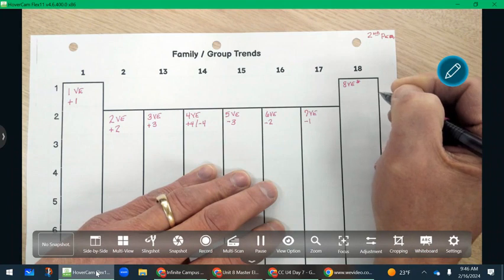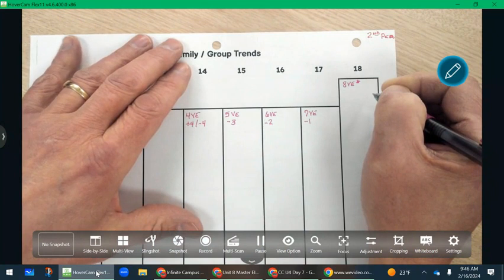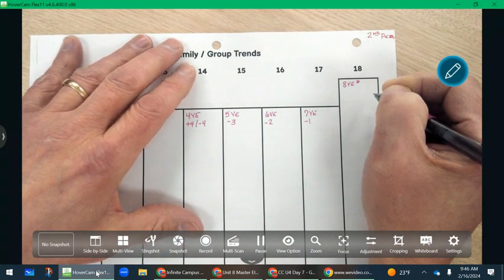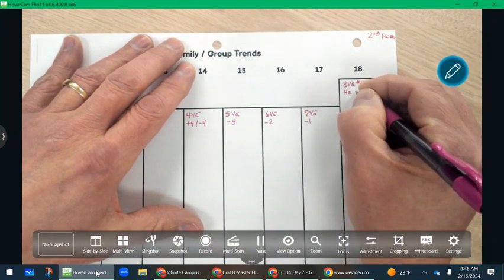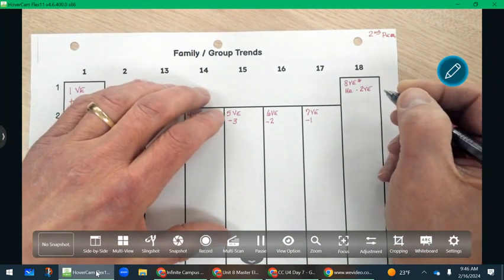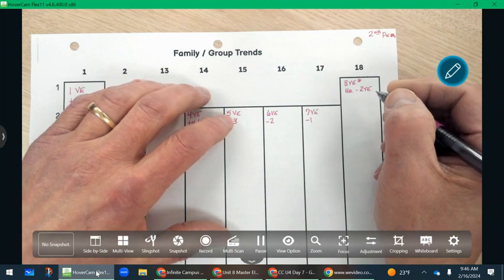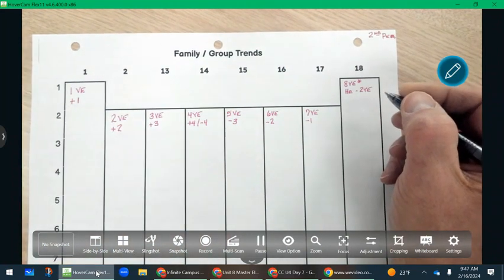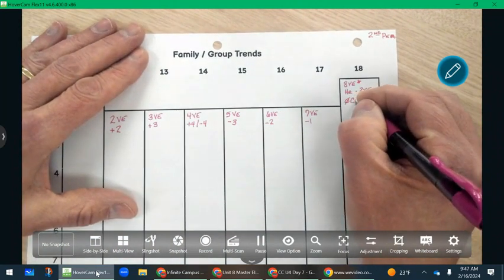Every one of those in the noble gases has 8 valence electrons. Helium only has 2. But it's still what? It's still stable. It's still filled because the first level can only hold how many? 2. So they have no charge.